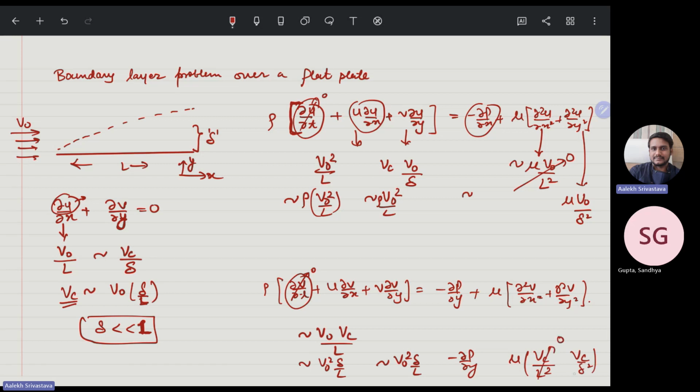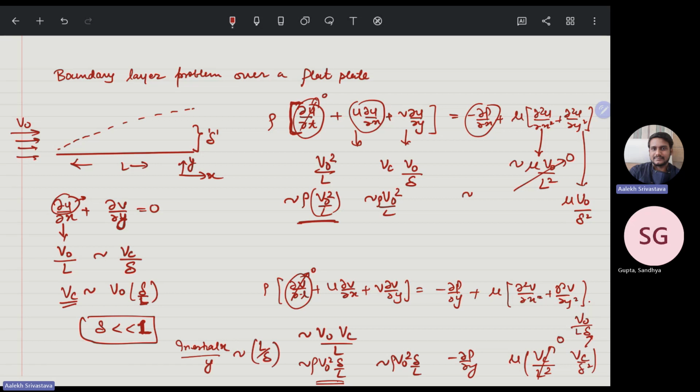So this term will be equal to 0 because delta is very, very less, and VC is V0 delta by L. So it is V0 delta by L by delta square. Now, if you divide each of the terms, like the x momentum and y momentum, if you take the two ratios, this is all rho. If you take this ratio, you will find that inertial x by y is of the order of magnitude L by delta.